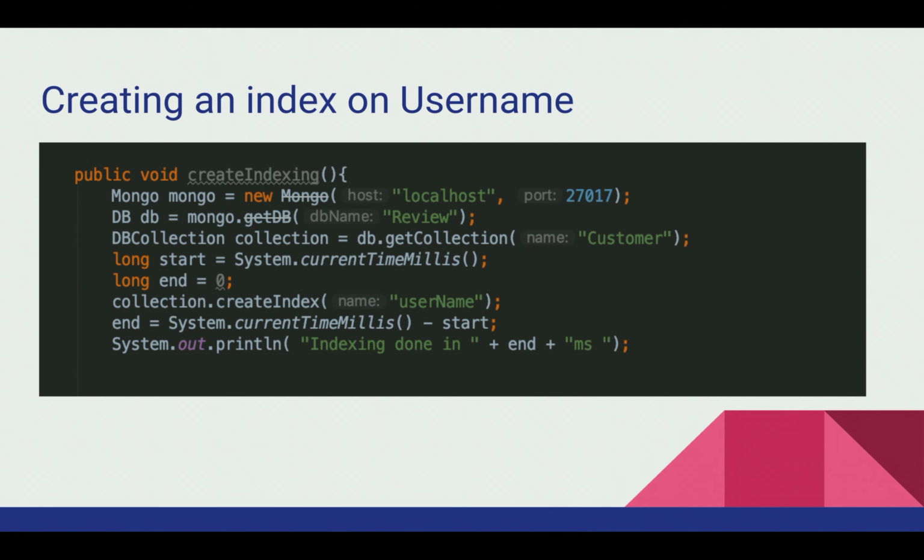Now, this is a code snippet where we have created an index on the username of the customer collection using the createIndex function. There are about 1 million customer records in the database, and all of the usernames are unique.